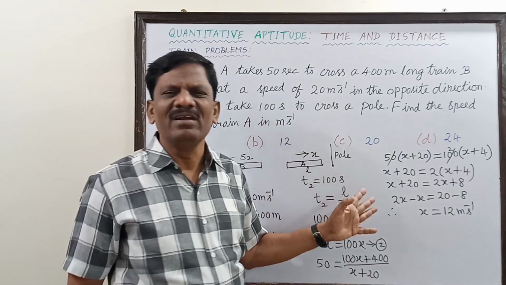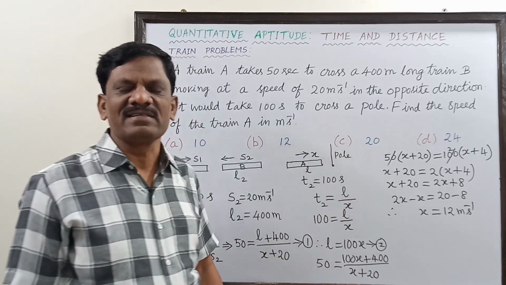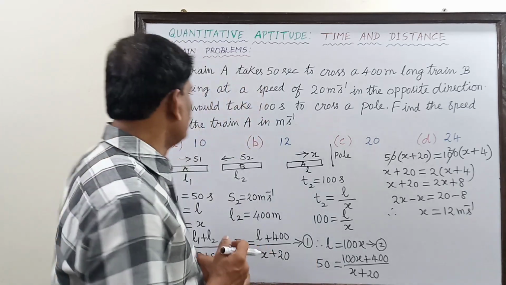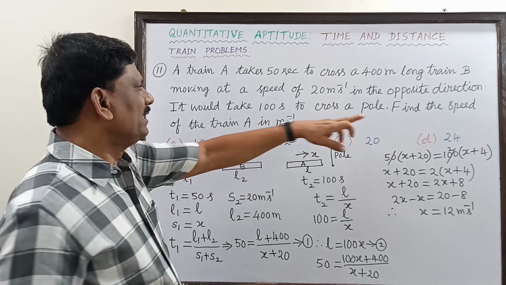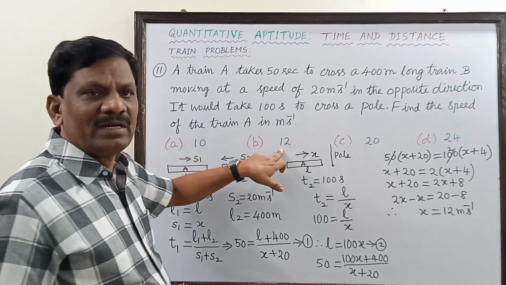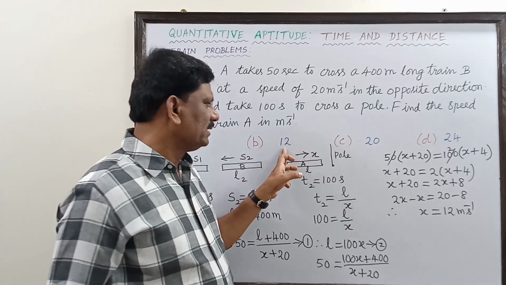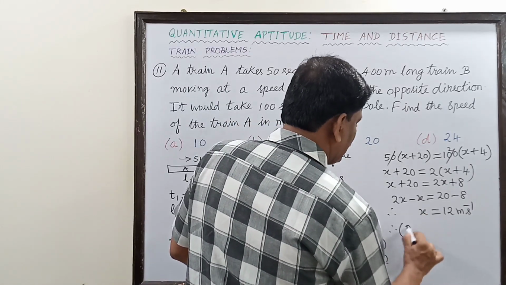Very beautiful numerical problem in trains. So this is very interesting, son. Understanding the concept is very important. Okay, so which of the options is correct? Let us see now. Find the speed of the train A in meter per second. Now option B, 12, is the correct answer. Okay, that is correct.